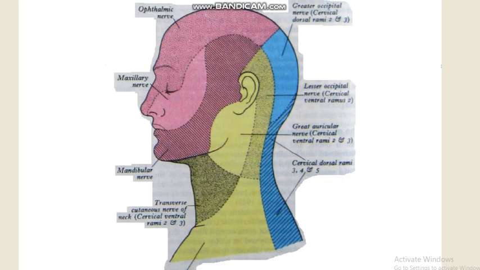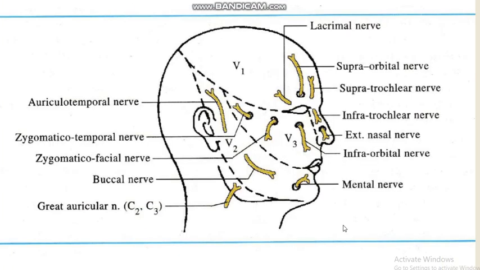Now let us look at the individual branches. Here you can see the individual branches. In the territory of the ophthalmic division of the trigeminal nerve, you can see the supratrochlear nerve, the supraorbital nerve, lacrimal nerve, infratrochlear nerve and the external nasal nerve. All of these nerves are coming from the frontal division of the trigeminal nerve.